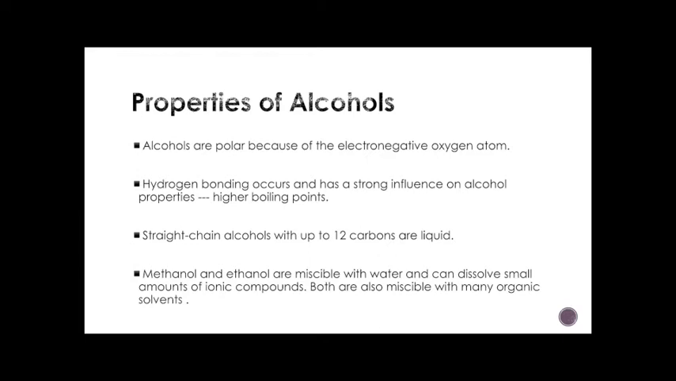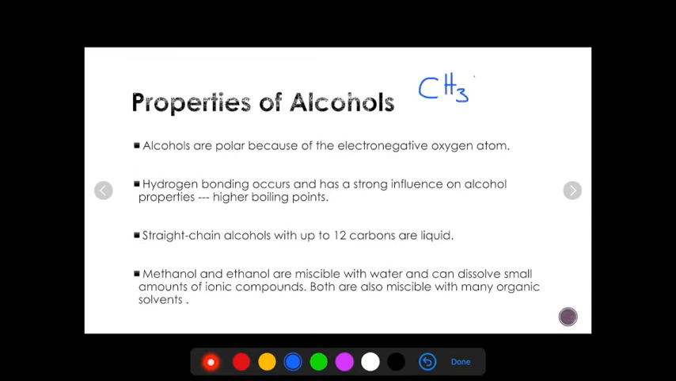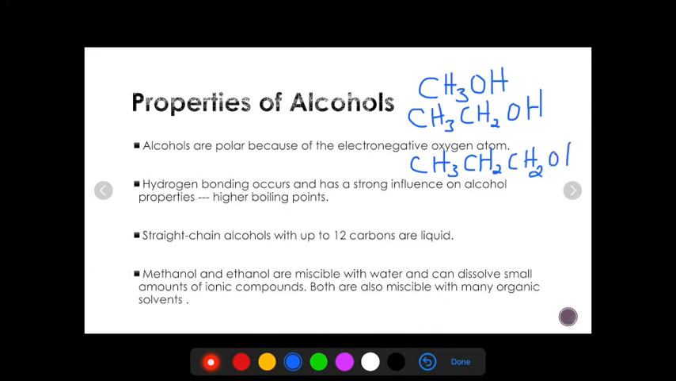Some other things: methanol, ethanol, and propanol are completely soluble in water. That means methanol, ethanol, and propanol will dissolve in water. If you think about it, those are the three that have the smallest carbon chains, right? Methanol is CH3OH. Ethanol is CH3CH2OH. And then propanol is CH3CH2CH2OH. After that would be butanol, which has 4 carbons, and then pentanol, which has 5. So the bigger that carbon chain is, the less soluble it is in water. But these smaller alcohols with the smaller carbon chains will completely dissolve in water.